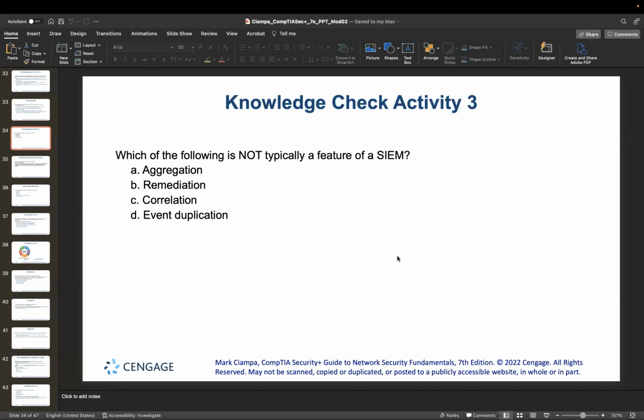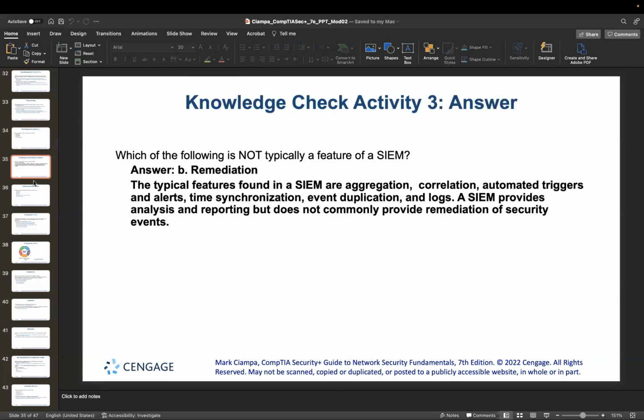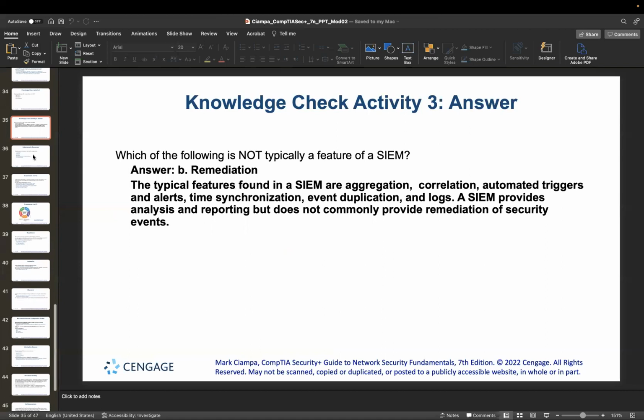Remediation. Thank you. You're doing very good tonight. Okay. The answer is remediation. The SIEM is not remediating anything. The SIEM only tells us what is wrong, and then it is our role to go ahead and remediate that. Very good, very good.